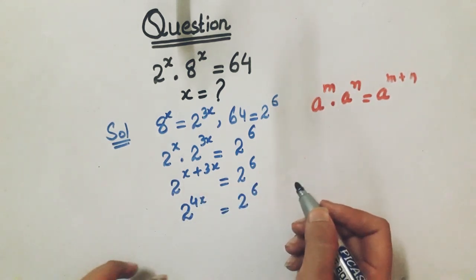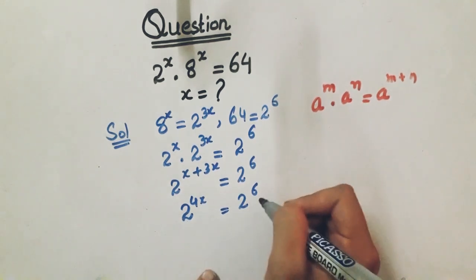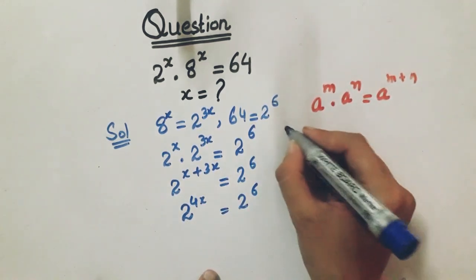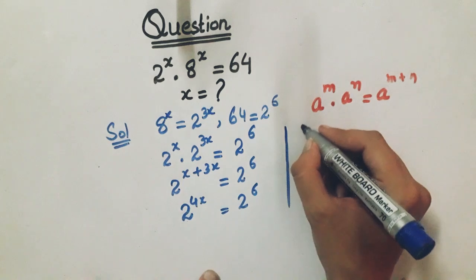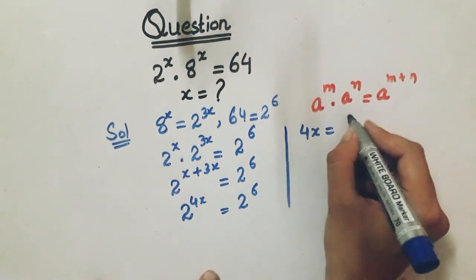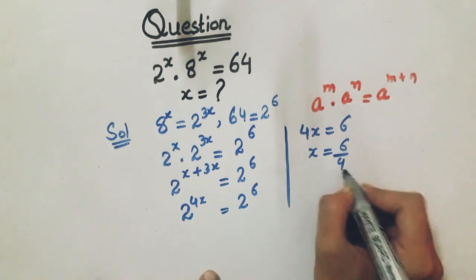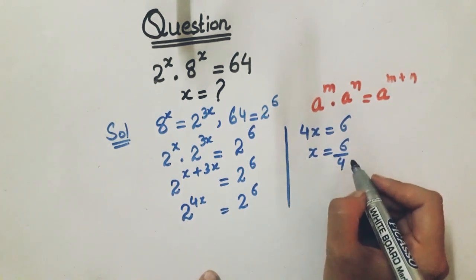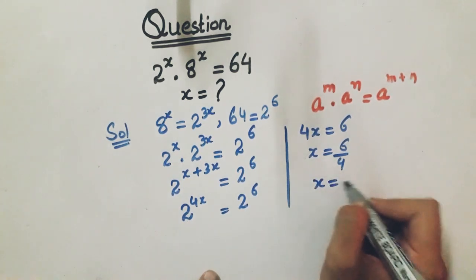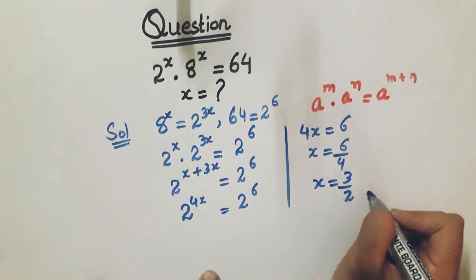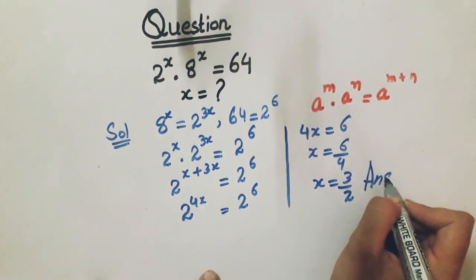Now in the next step, if the base is the same, the power will also be the same. So we have 4x equals 6. It means that x equals 6 by 4. Now we will divide both of them by 2. So x equals 3 by 2. So this will be the answer.